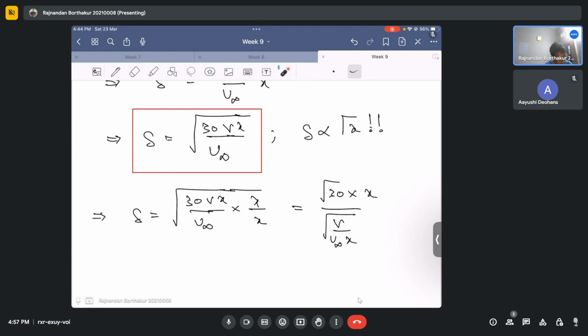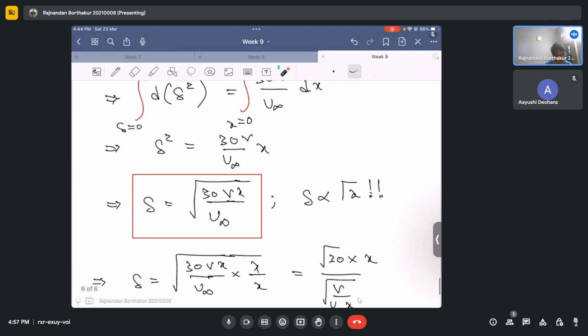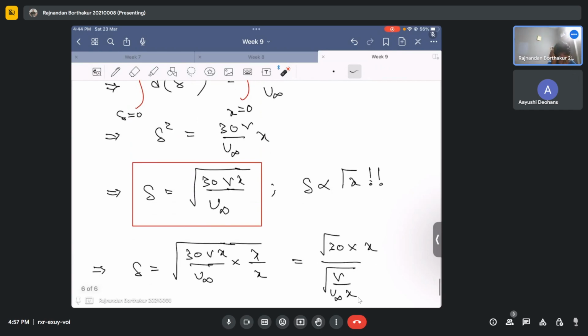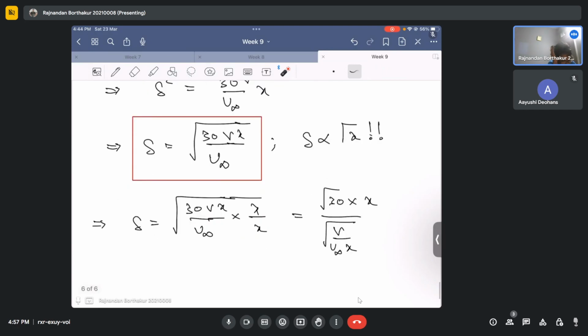Okay, so is this correct or is there some mistake that we did? So your delta is basically this 30 nu x by this. Then we have multiplied and divided the denominator by x on both sides. Okay. And then, root 30 x by root... yeah, exactly, root 30 x by root 30.